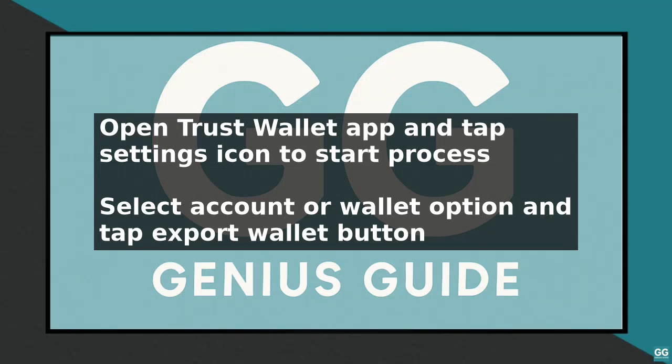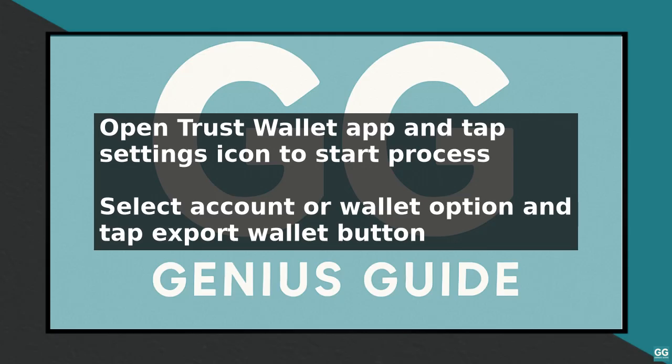To swap your Trust Wallet login, start by opening the Trust Wallet app on your device and tapping on the settings icon, usually represented by 3 lines or a gear. From the settings menu, select the account or wallet option. Then tap on the Export Wallet button.